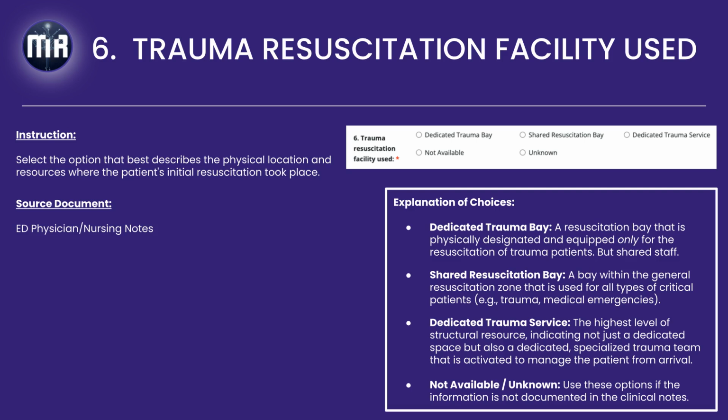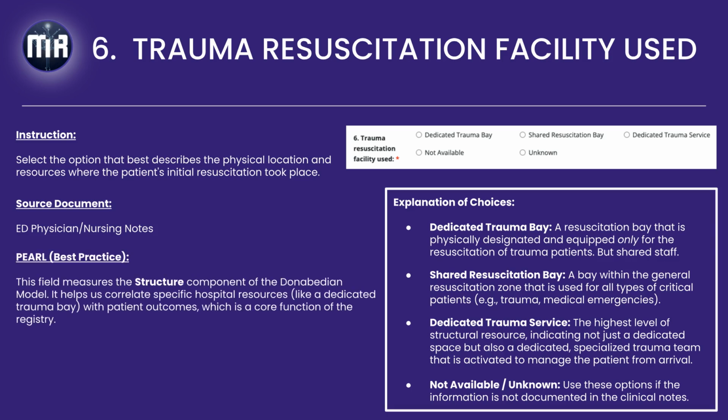The highest level is dedicated trauma service, which indicates not just a dedicated space, but also a dedicated staff, a specialized trauma team, that was activated to manage the patient upon their arrival. Finally, not available or unknown should be used if this information is not documented. The PEARL, or best practice for this field, is to understand that you are measuring the structure component of the Donabedian model. This data is vital because it helps us correlate specific hospital resources, like a dedicated trauma bay, with patient outcomes. This is a core function of a clinical quality registry.